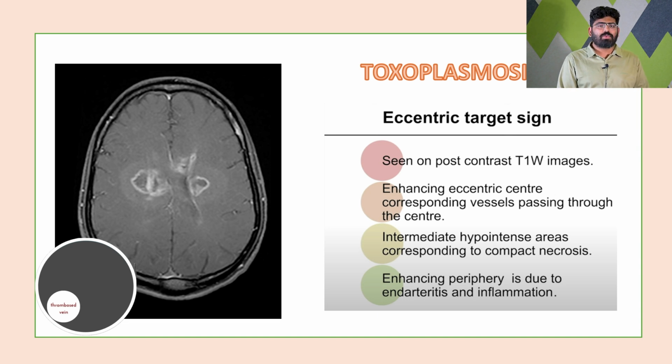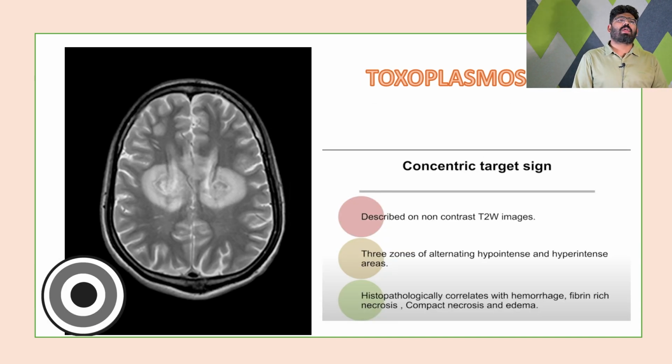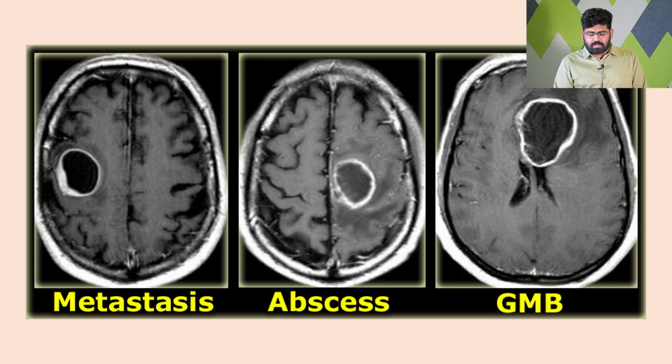So the eccentric target is due to the thrombosed vein, and in the concentric target you are able to see hypo and hyper intensity alternately, and the inner rings will show diffusion restriction in a few of the cases, and this is seen only on T2 images. So the concentric target sign is seen on T2 weighted images, the eccentric target sign is seen on T1 weighted images. So that is important. Histopathologically, we can see hemorrhage, fibrin rich, compact necrosis, and edema in toxoplasmosis.